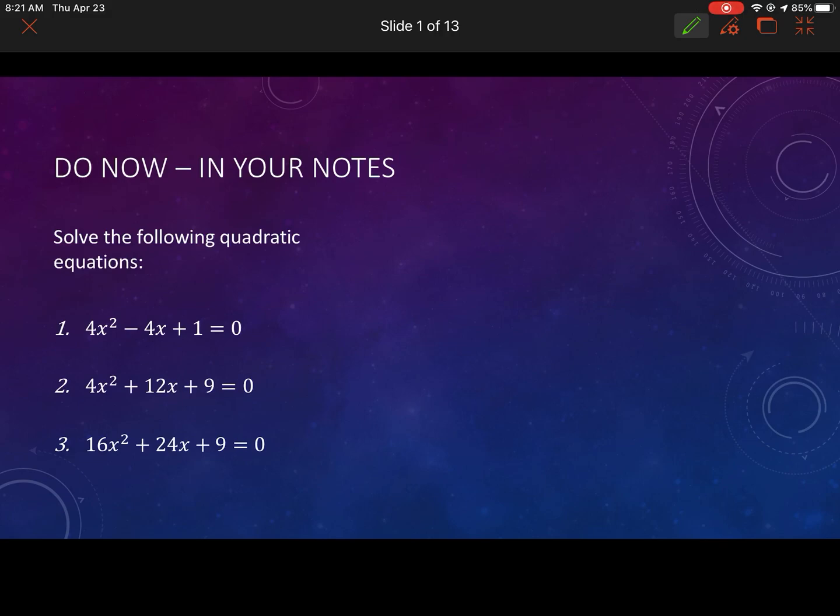Okay, so what I want you to do right now is solve these quadratic equations in your notes. We're going to use these as kind of a model for what we're going to do today. So go ahead and pause here and then solve these.